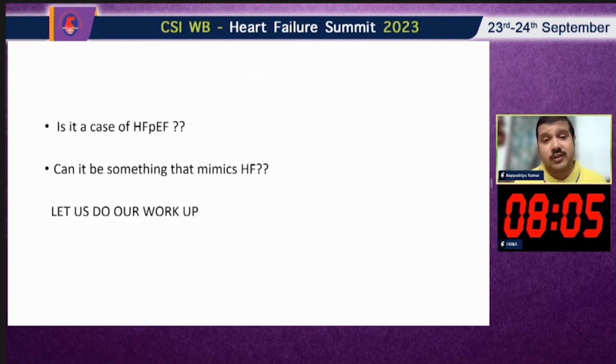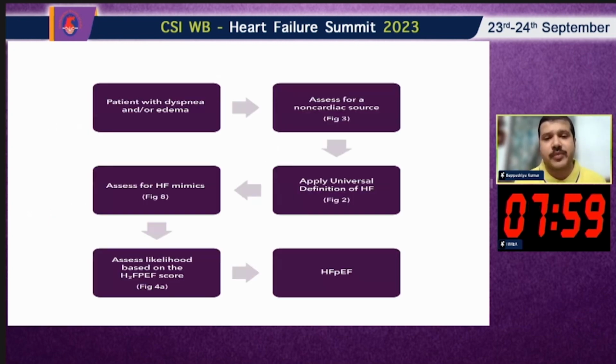So is it a case of heart failure with preserved ejection fraction, or can it be something that mimics heart failure with preserved ejection fraction? Let us do our workup. So when a patient presents to us with dyspnea or edema, we have to look at a non-cardiac source as well as apply the universal definition of heart failure.